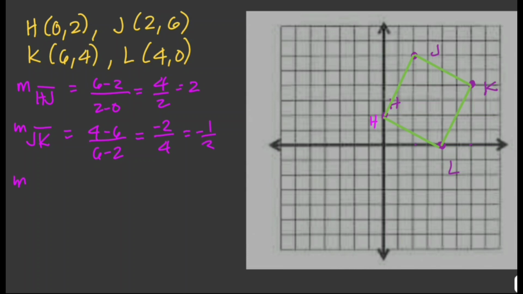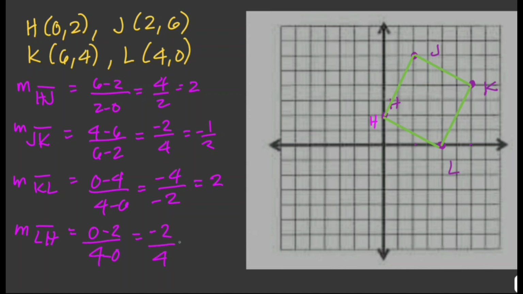And then the slope from point K to L, so this is 0 minus 4 over 4 minus 6, negative 4 over negative 2, this is just equal to 2. And then the slope from point L to H, or HL, that would be 0 minus 2 over 4 minus 0, negative 2 over 4, this is equal to negative 1/2.